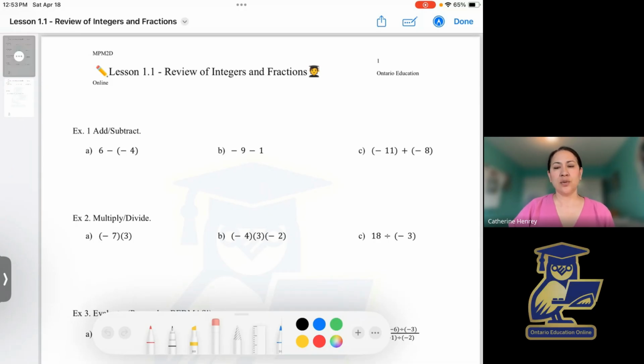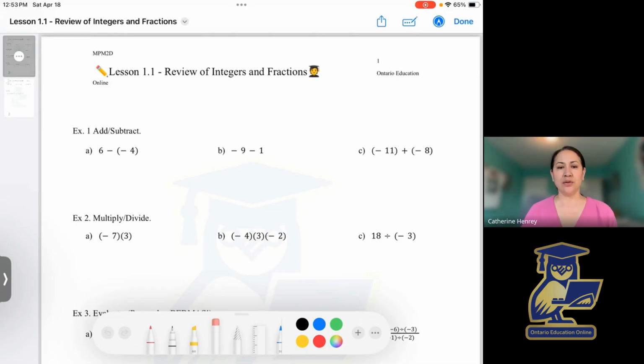In this lesson, I just want to review some integers and fractions and some quick rules and order of operations that we always have to remember. So let's take a look at the first examples, example 1 of adding and subtracting integers.